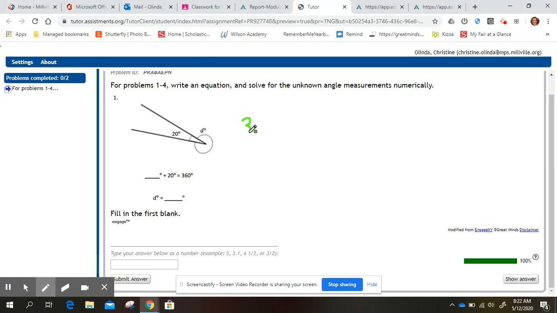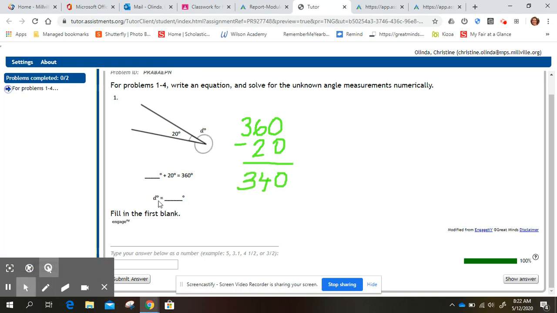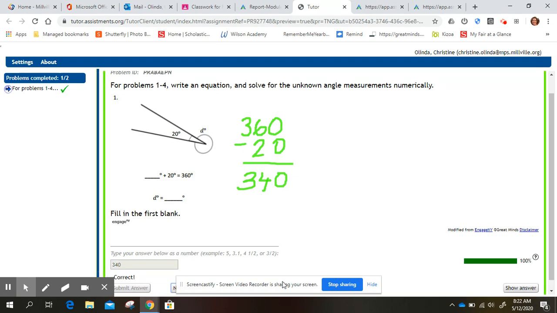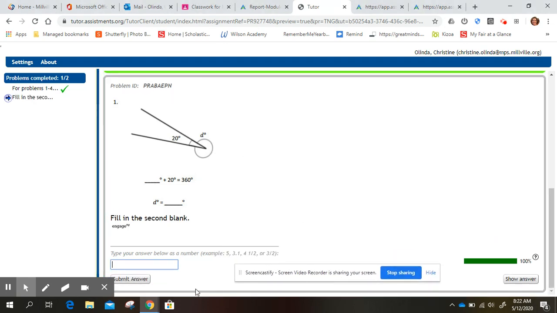So in order to figure that out, I'll need to subtract 20 from 360. And so angle D would be 340 degrees. So I'd have to have 340 here and a 340 here, and I could type my answer. And then I hit submit, and it's correct. And I'll go to the next problem.